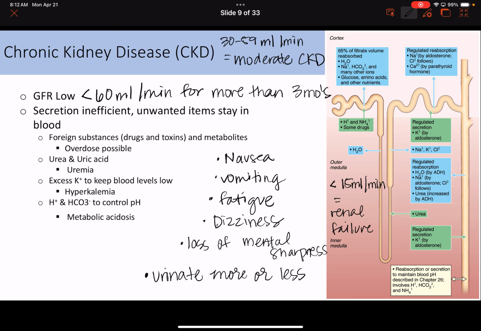Okay, so any questions about CKD? Okay, anybody still need these notes up? Okay.